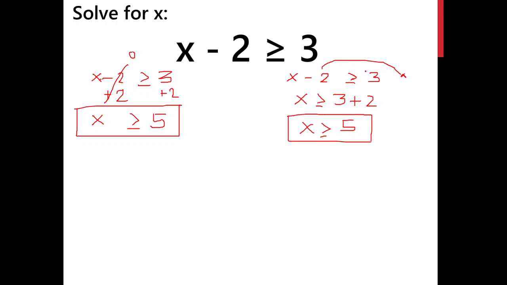Now remember what I told you earlier, that if the symbol being used is less than or greater than, we use the open circle. But if it's less than or equal to or greater than or equal to, we use the closed circle.